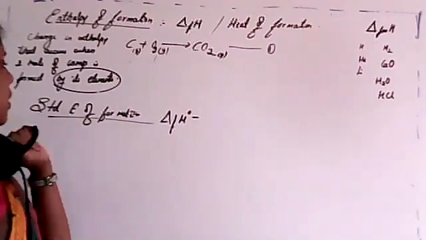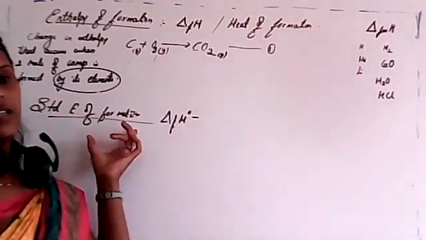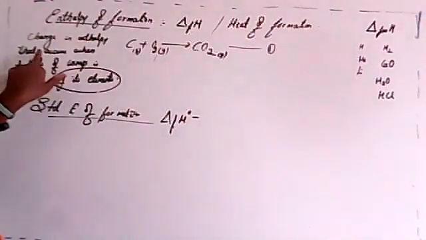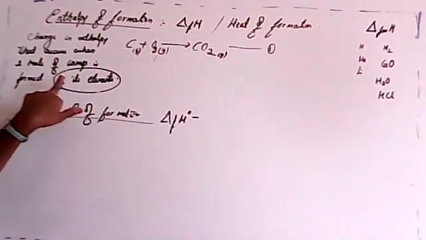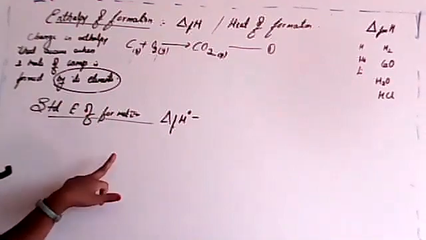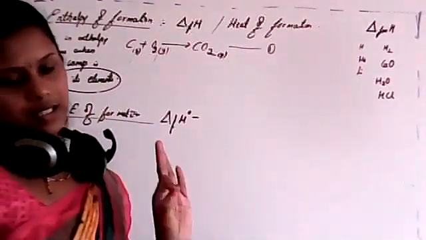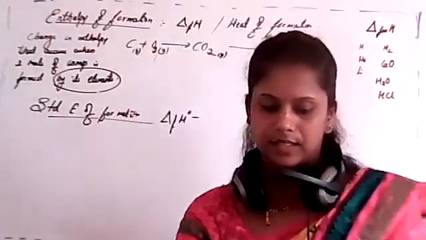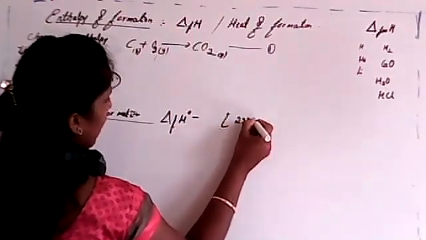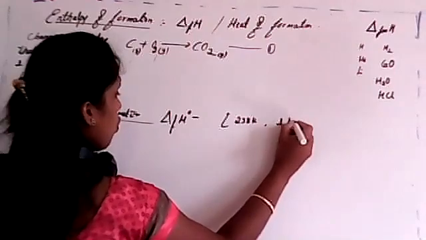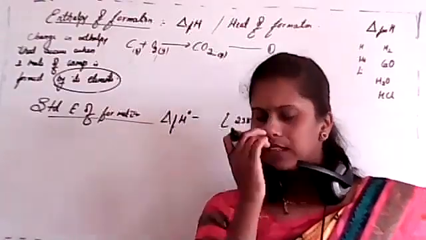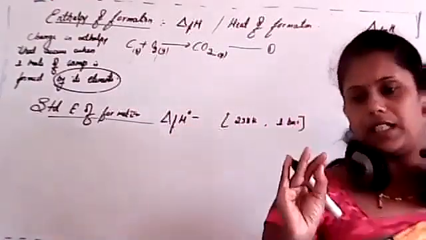So that is nothing but standard enthalpy of formation. Same statement: the change in enthalpy that occurs when 1 mole of compound is formed from its elements in their standard physical state at a standard condition is known as standard enthalpy of formation. In this case we again consider the same standard temperature of 298 Kelvin and standard pressure of 1 bar. Clear?